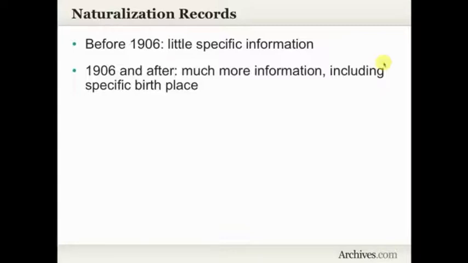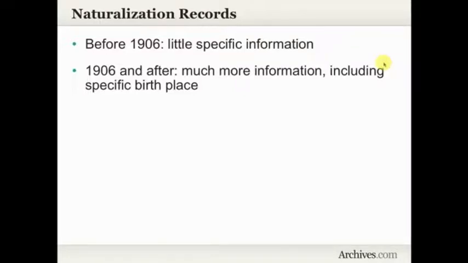Before 1906, naturalization records actually have very little specific information. They will typically say something like, this person is a subject of the Queen of England, or it'll give a very general country, but it won't give a place of birth. It won't give their town of origin or anything like that. Now, beginning in 1906, we start seeing much more detailed information, including specific birthplaces.